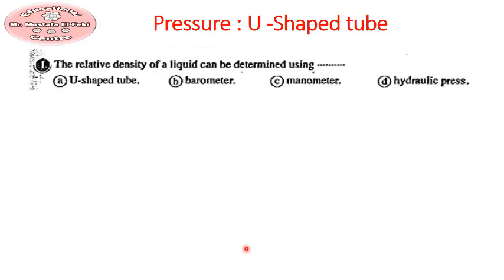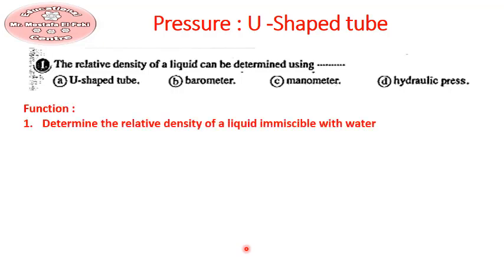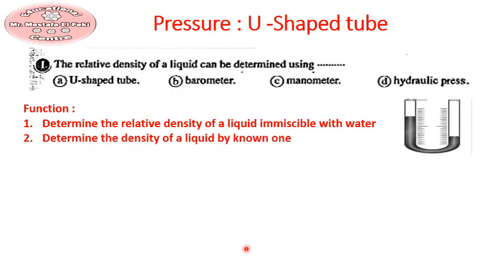First question. The relative density of a liquid can be determined using the U-shaped tube. What is the function of the U-shaped tube? At first, determine the relative density of a liquid immiscible with water. Determine the density of a liquid with unknown density. Then the relative density can be determined by using the U-shaped tube.